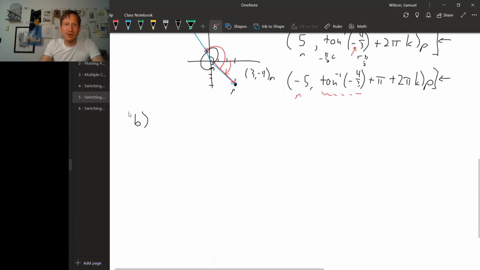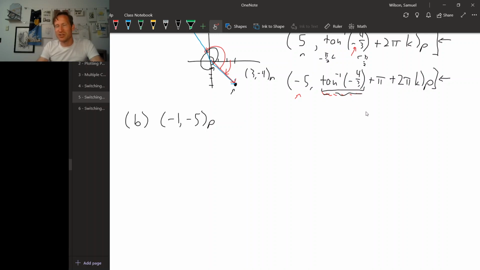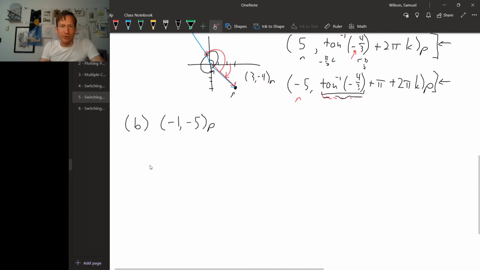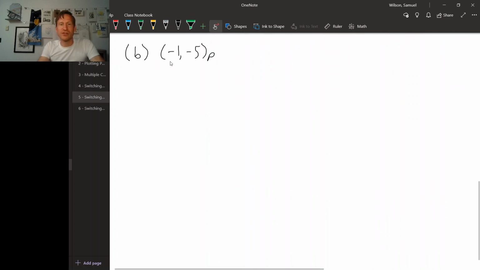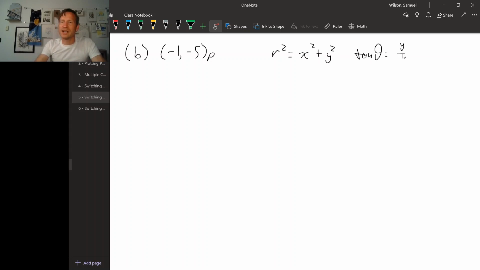So let's do that one. Oh, before we move on, let me just say that if you wanted to get a decimal approximation for what arctangent gives you here, that would probably be fine in most contexts. I just don't have a calculator right next to me. Okay, so let's find rectangular coordinates for this point. Remember, the equations we're working with are r squared equals x squared plus y squared, and tangent theta is y over x. Okay, so let's find r first.